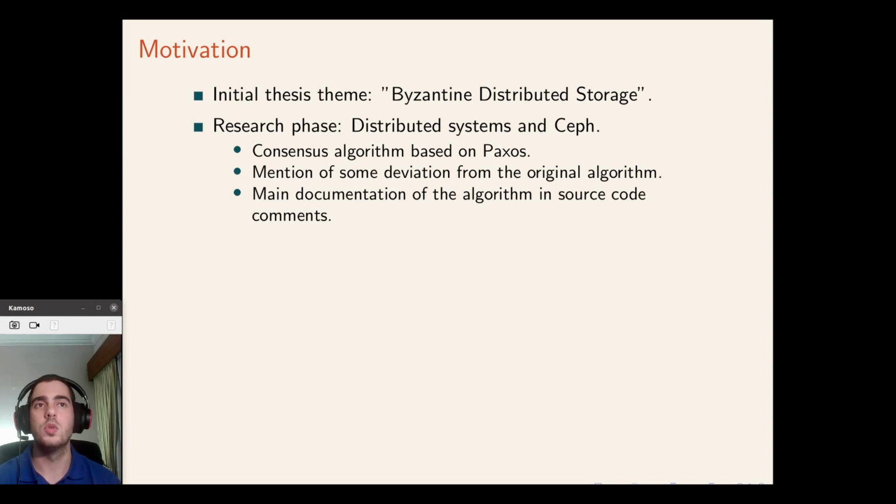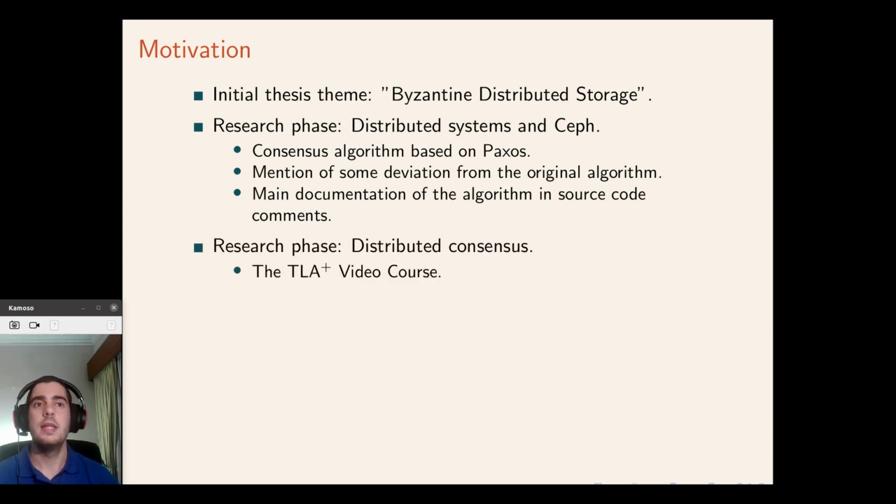The first step was to research distributed systems and Ceph. I found out that Ceph uses a consensus algorithm that is based on Paxos. They mentioned some deviations from the original algorithm, and the main documentation of the algorithm was in the source code comments. Then my next step was to research distributed consensus. For that, one of the main resources I used was the TLA+ video course, where Leslie Lamport explains the TLA+ language, and one of the examples he gives is for the Paxos algorithm.